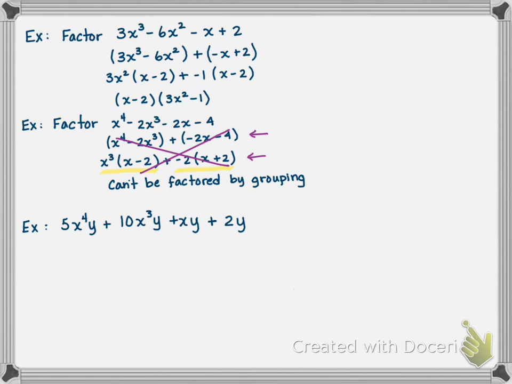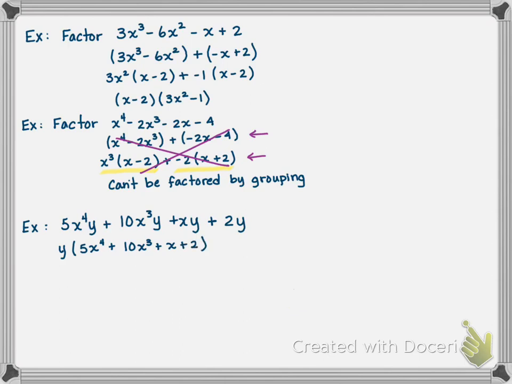So we got descending order. Do we have a positive first term? And then is there a GCF I can factor out? Yeah, I can factor out a y, right? All 4 terms have a y, so we're going to factor that out. And we have 5x to the 4th plus 10x to the 3rd plus x plus 2.